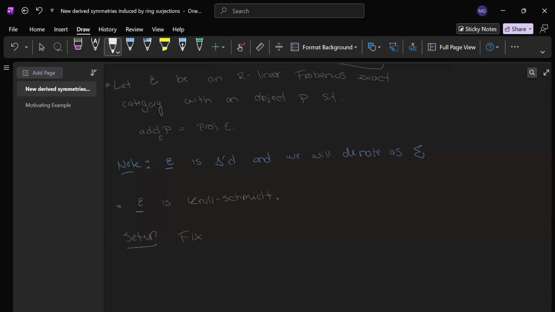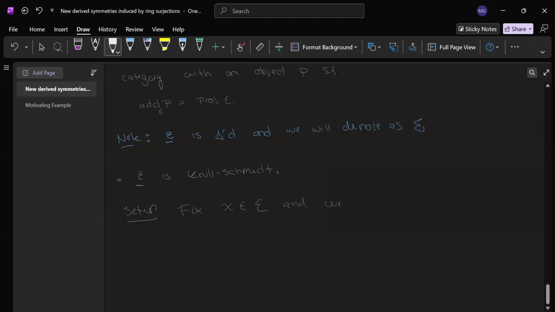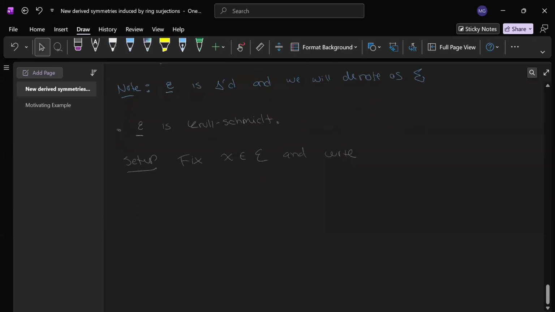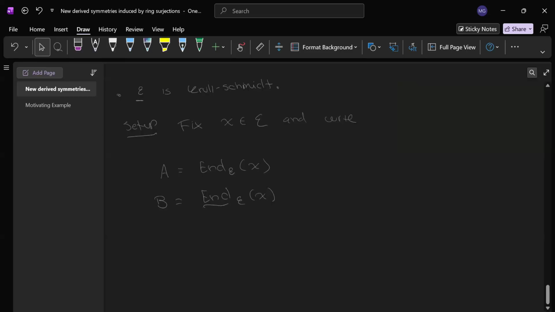So we choose an object X in E, and we'll write A as the endomorphism algebra in E of X, and we'll let B be the stable endomorphism algebra in E of X. Okay, so again, this B is a quotient of A by the ideal proj E, which consists of maps X to X which factor through a projective in E.